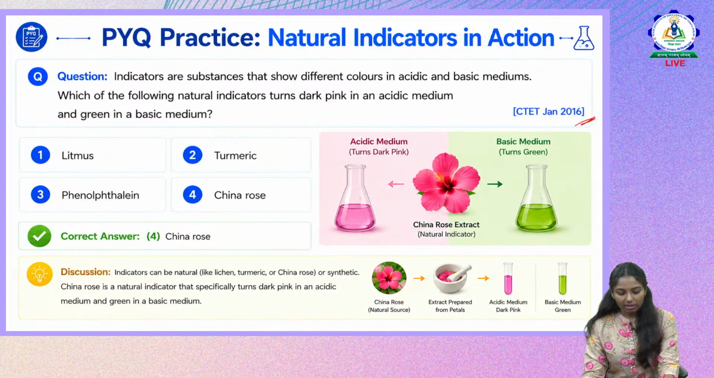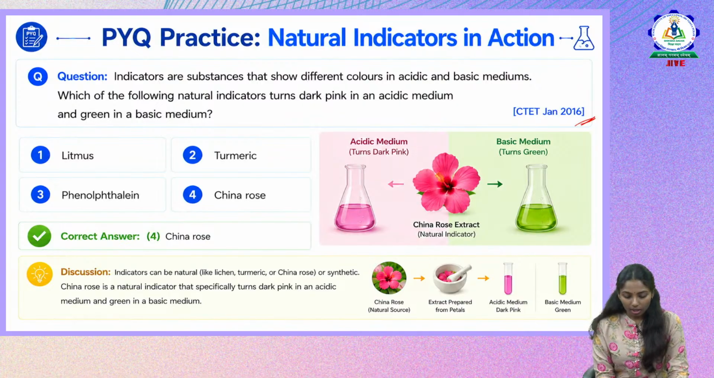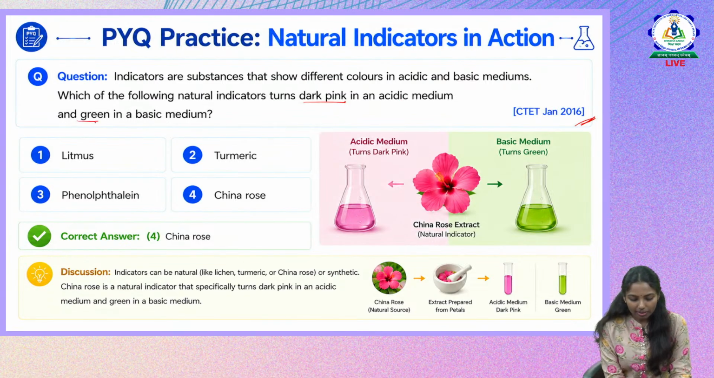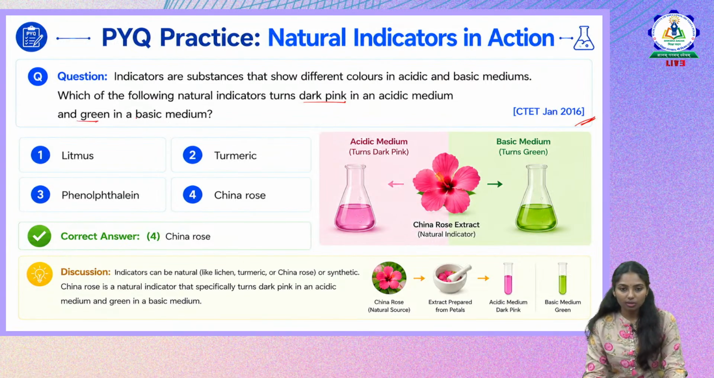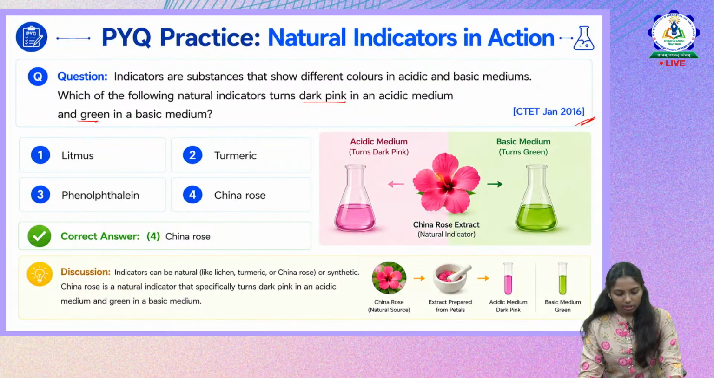So here they have given a list of indicators for us. We have to find out among these which of the indicators turn dark pink in acidic medium and green in basic medium. So you have to see the colors now. So let us go by eliminating the options one by one. Let us see which can be that one.